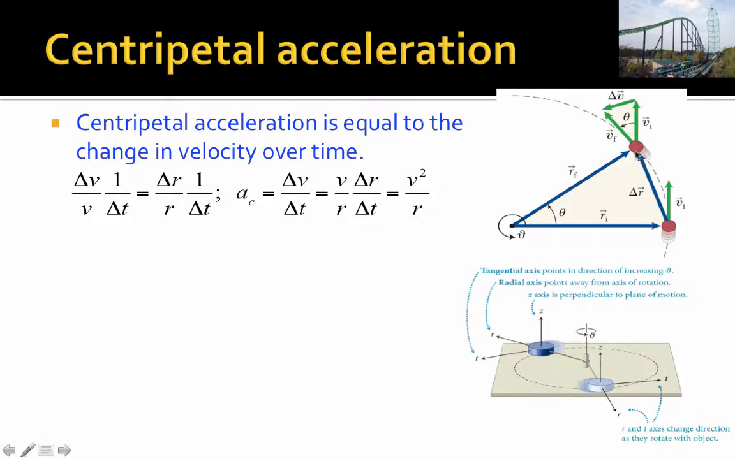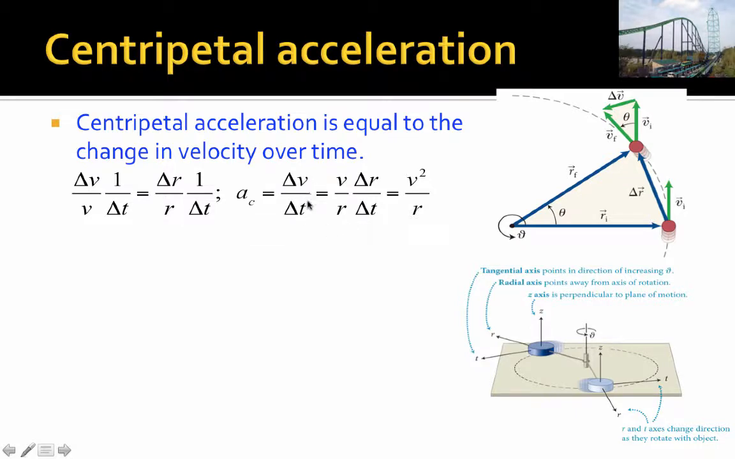Delta V over V is the short side of the triangle divided by the long side of this isosceles triangle. Right here we've got delta R over R, and that's the short side of this triangle divided by the long side of this isosceles triangle. And these are similar triangles, so delta V over V equals delta R over R. We multiply both of those by 1 over delta t. Then we're going to do some algebra and simply rewrite delta V over V. If we multiply by velocity V, then we'll have V times delta R over R times 1 over delta t.